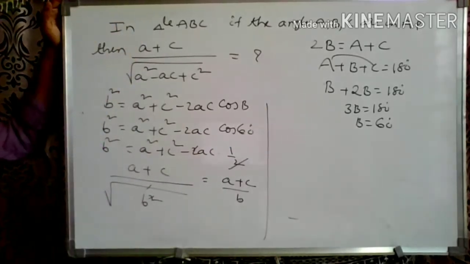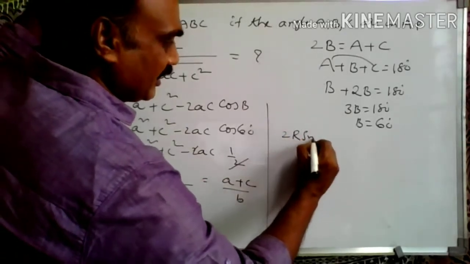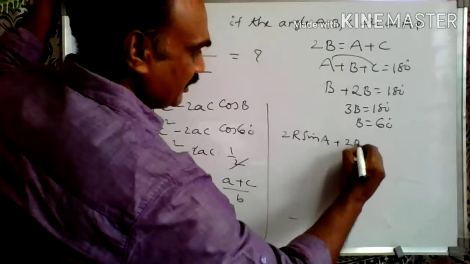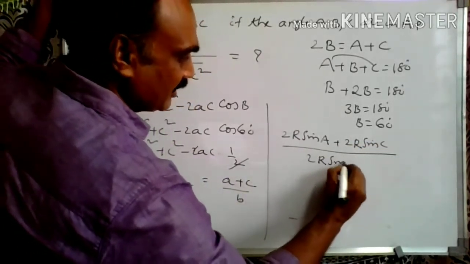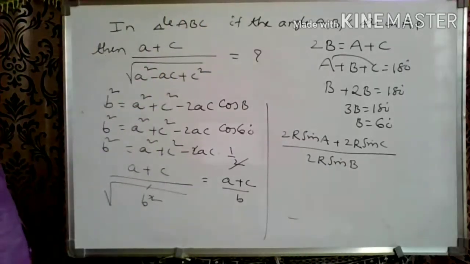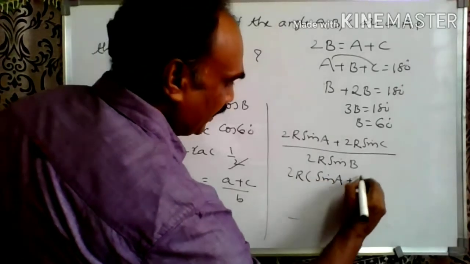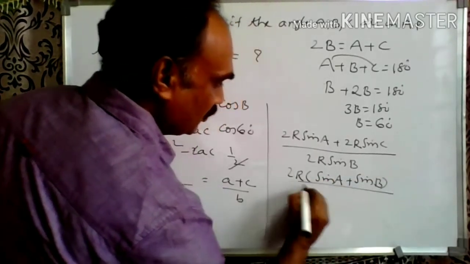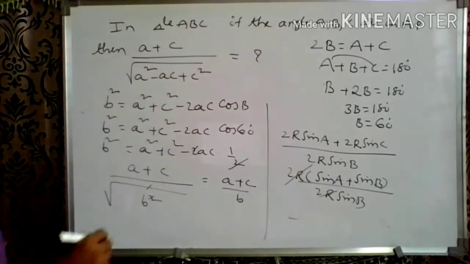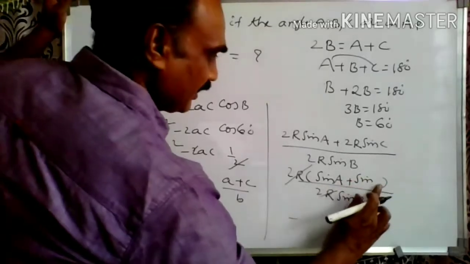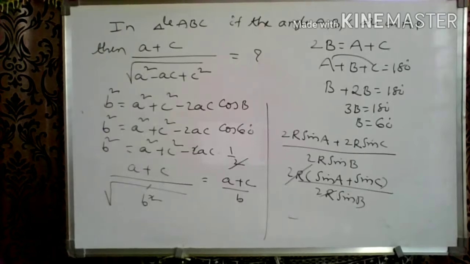So students, a plus c by b: from the sine rule, a is equal to 2R sine A, c is equal to 2R sine C, and b is equal to 2R sine B. Taking 2R common, 2R into (sine A plus sine C) by 2R sine B. So 2R gets cancelled. We get sine A plus sine C by sine B.